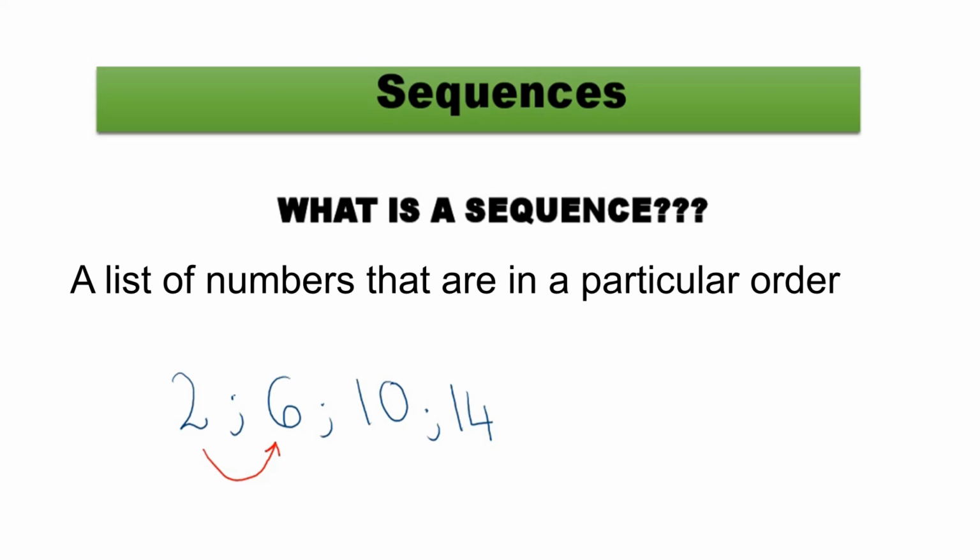Why am I saying that they're in a particular order? Because to move from one term to the other term, we need to add what? We need to add 4. To move from term 1 to term 2, we add 4. To move from term 2 to term 3, we add 4. And to move from term 3 to term 4, we add 4, right? So we see that this is in fact a sequence, right? Because you've got this list of numbers that is in the order of adding 4 to get to your next term, right? So therefore, this is a sequence, right? So I'll repeat, a sequence is a list of numbers that are in a particular order.